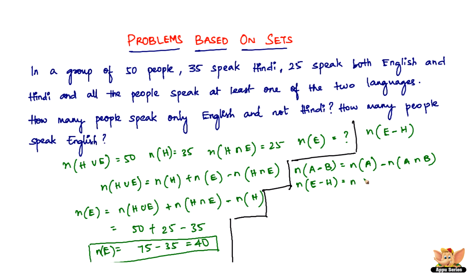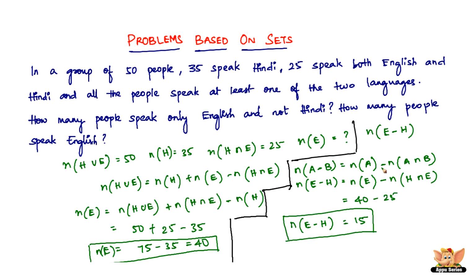in this case, the number of people who generally speak English minus the number of people who speak both Hindi and English, because we do not want people who speak Hindi also. We need people who speak just English. So we have N of E, which we found to be 40, minus N of H intersection E, which is given as 25. So the number of people who speak only English and not Hindi is N of E minus H, which equals 15. So 15 people speak only English and no Hindi at all.